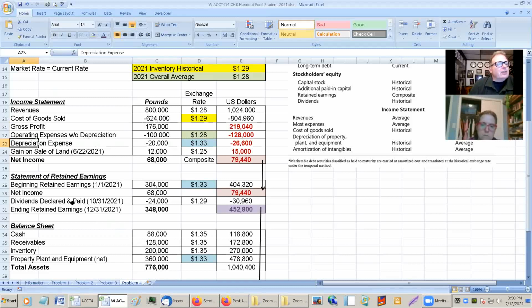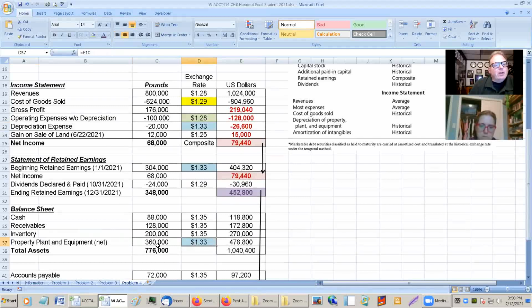Down here, let's go to this property, plant, and equipment. When you bought it, this was the exchange rate. This is what you paid for. So this being the historical cost is what you actually paid, and that's what is going to be depreciated in US dollars. If it's in the foreign currency, it's going to be depreciated in the foreign currency. It's going to be depreciated based on this. This depreciation expense is in British pounds, not US dollars.